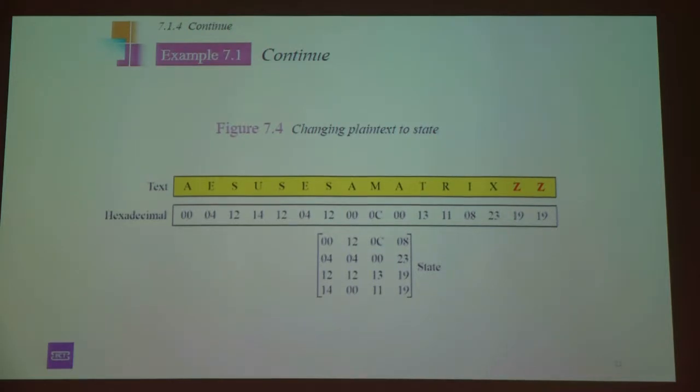As an example, changing plain text to a state. We have a text, for example, whatever the text. AES uses a matrix, so we have to have our block. What is the size of the block?